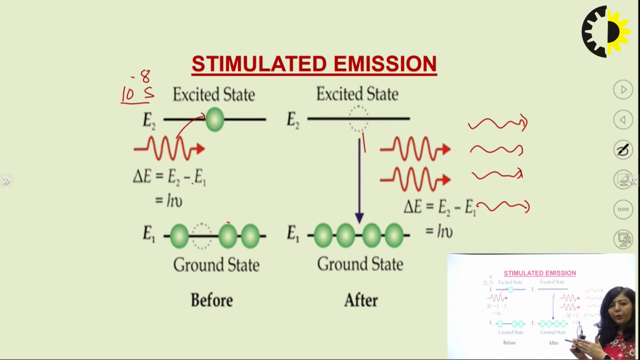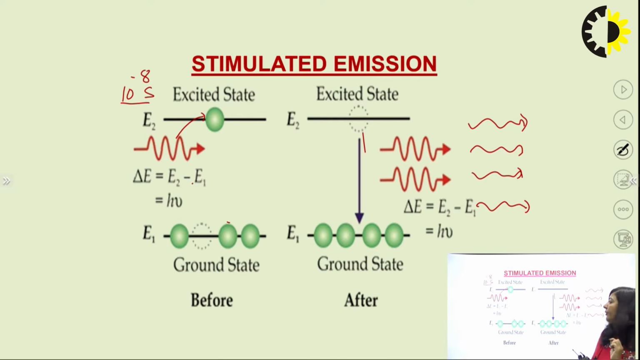So photons will get multiplied. 1 will convert into 2, 2 will convert into 4, 4 will convert into 8, and this multiplication will go on. Finally, you will get an amplified laser beam, where you will get an avalanche of photons. And that avalanche of photons is basically your laser beam. So this is your stimulated emission, which is actually amplifying light in a laser.